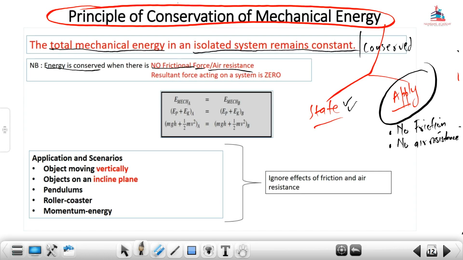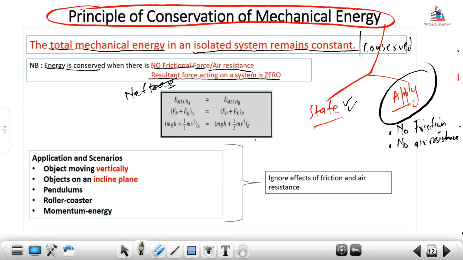Or even when they tell us now the resultant force acting on the system is 0. That means now the system is isolated because the net force is equal to 0. Remember, that is how we define an isolated system: a system in which the net force is equal to 0.